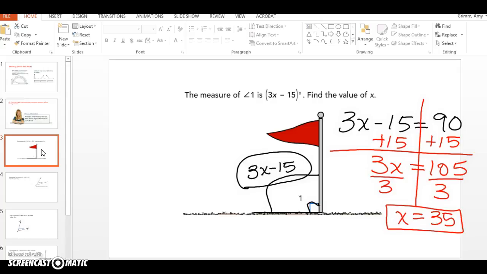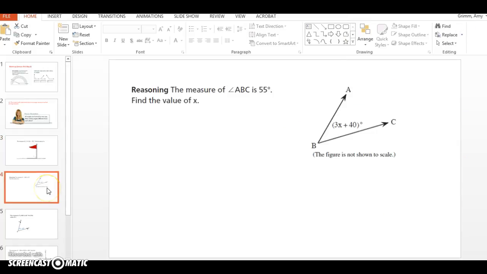Make sense? Let's try another one. All right, next one. It says the measure of angle ABC is 55 degrees. So remember yesterday we talked about naming an angle? So here is A, B, C. So they named that angle, and they said that this angle is 55 degrees. How am I going to find the missing part, the x? Tegan. 3x plus 40 equals it. Very good, because it's saying that that's what this is too. It's saying they're both the same. So 3x plus 40 equals 55.